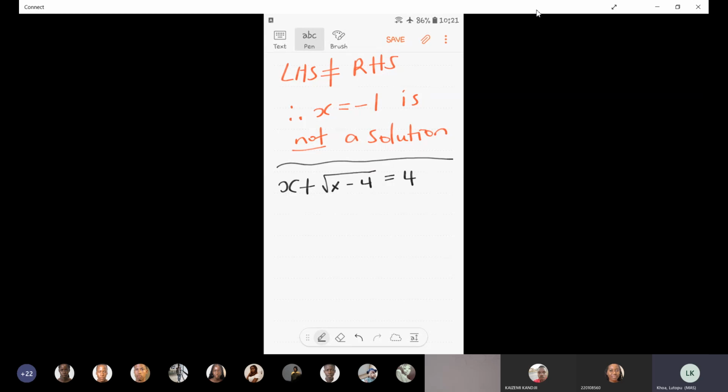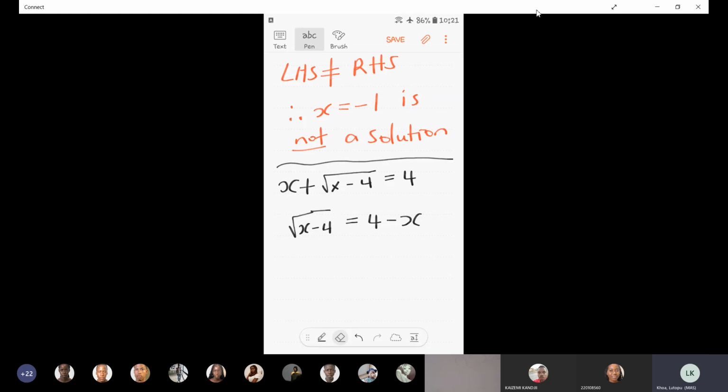Okay, so again here we have a square root and we want to get rid of it, and we say the way to get rid of it is to square, but do not always rush into squaring. If it is possible to isolate the square root on one side by itself, then that is the first thing you must do. Isolate it. So in doing that, I will have the square root of x minus 4 equal to 4 minus x. Then I square both sides.